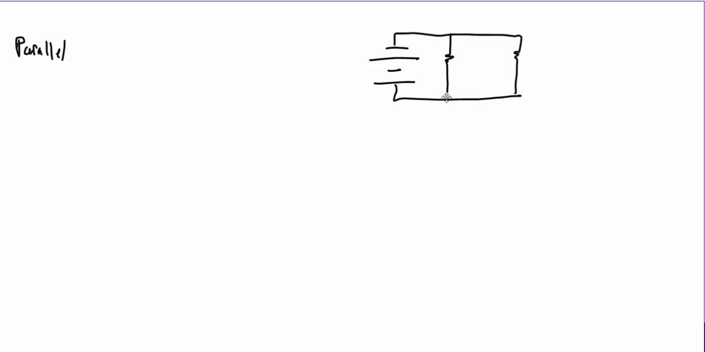And there's a couple reasons for that. So let's draw a parallel circuit. In a parallel circuit, we have multiple paths for the current to flow. So I'm going to put in a resistor here, and then I'm going to put in another resistor here. Okay?